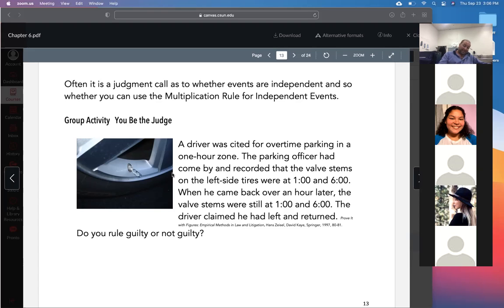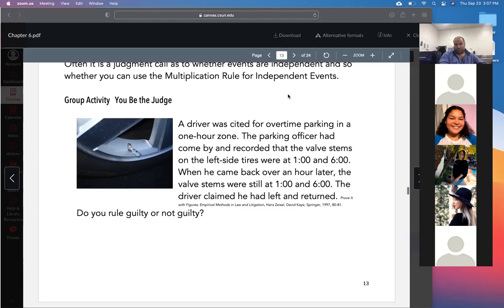Of course, is it possible that they're not lying? Is it possible that they came back? Yeah, it's possible, but it's rare. It's unlikely to the point that the police officer would probably be justified in giving the ticket. And if you came to court and said, I left and came back, the judge would probably say, we don't believe you. Not that that's not true. It's not that it's impossible. It's just that we don't believe you.